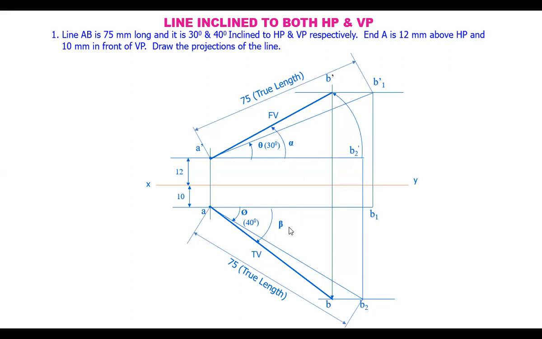Alpha and beta are apparent angles. This is A dash B dash, the final projection of the line in the front view. AB is the top view. So we are able to get the final projections of the line.